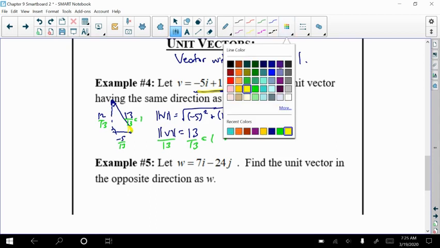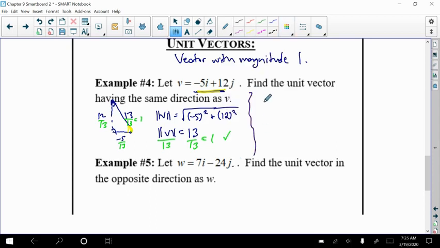So then my answer would be 1/13 of negative 5i plus 12j. And again, just to emphasize, this is a vector. This right here is a scalar. It's a scale factor. So if I do 1/13 of this, that would be negative 5/13 i plus 12/13 j. That would be my unit vector in the same direction as v. And again, think about that same direction, going left this amount and up this amount keeps that same slope, keeps that same scale factor.